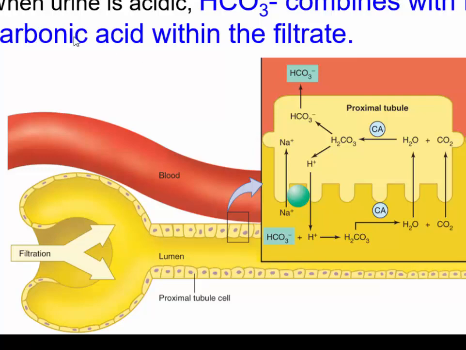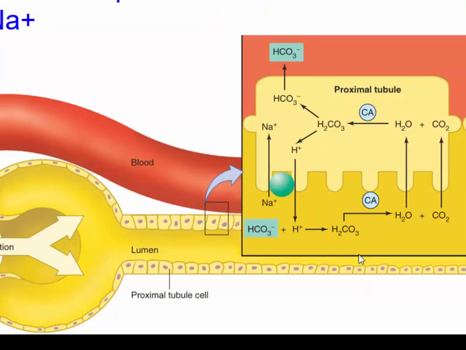Well, when your urine is really acidic due to an increase in hydrogen ions in the blood or a decrease in pH, that bicarbonate coming through here is going to combine with hydrogen ions to form carbonic acid within the filtrate of the proximal convoluted tubule. The carbonic acid is then converted to CO2 and water by an enzyme called carbonic anhydrase. You might remember that enzyme when we talked about blood and how this works in red blood cells.